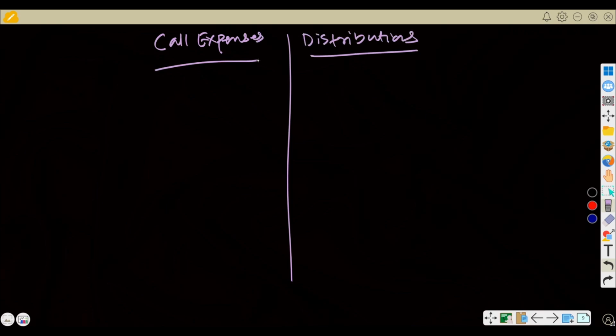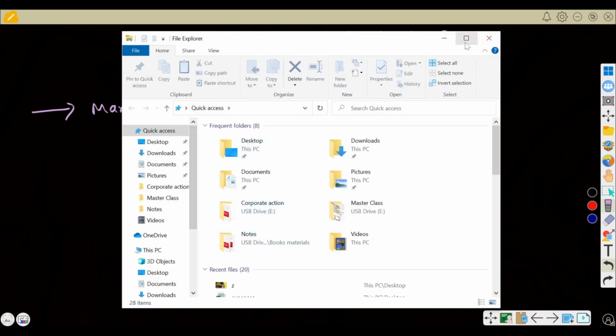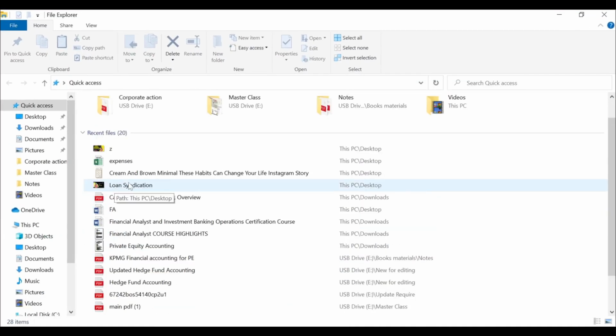Call and distributions expenses. Call means at the time of call of capital, we ask investors to pay management fees. Let me just show you something quickly. I have that in draft. So what makes sense is to note it down like this.